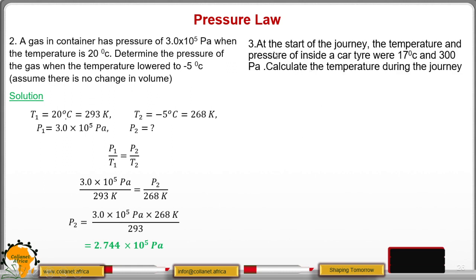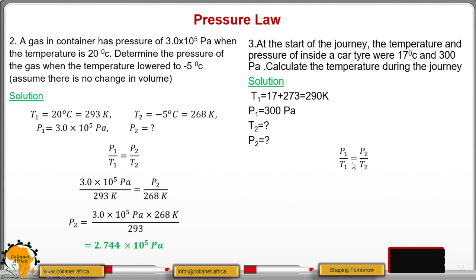Then example 3. At the start of the journey, the temperature and the pressure inside a car tire were 17 degrees and 300 pascals. Calculate the temperature during the journey. So we have T1, 17 plus 273, you get 290. Then P1, 300 pascals. Then T2 is what we are looking for, and P2. Remember, we are not given even the final temperature, but now we are supposed to calculate the temperature during the journey.